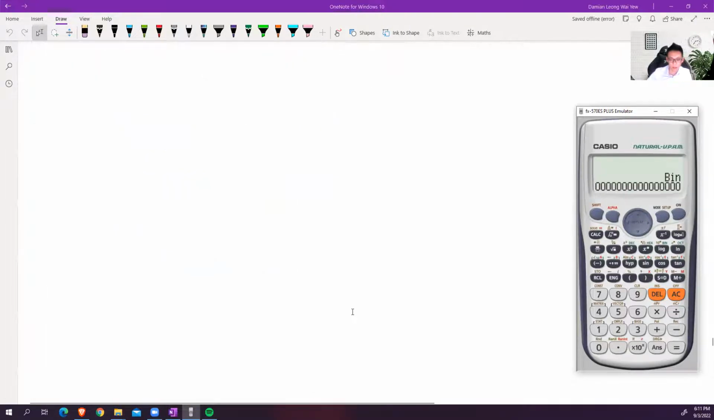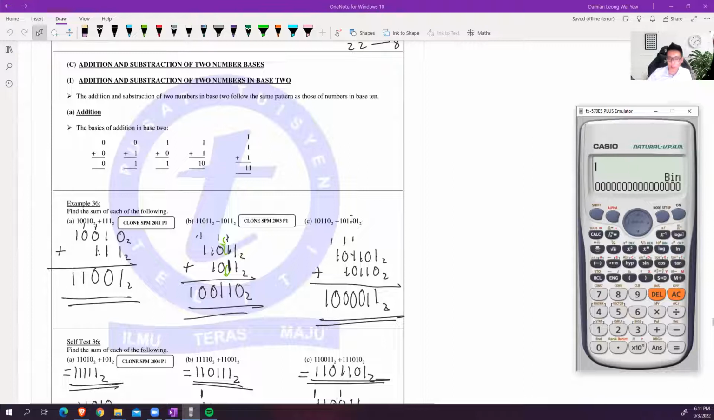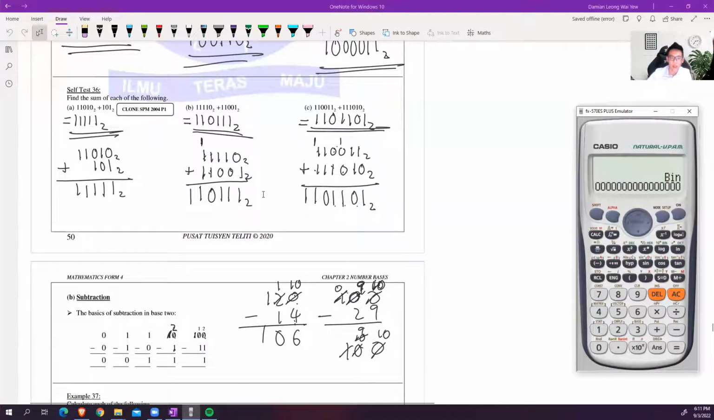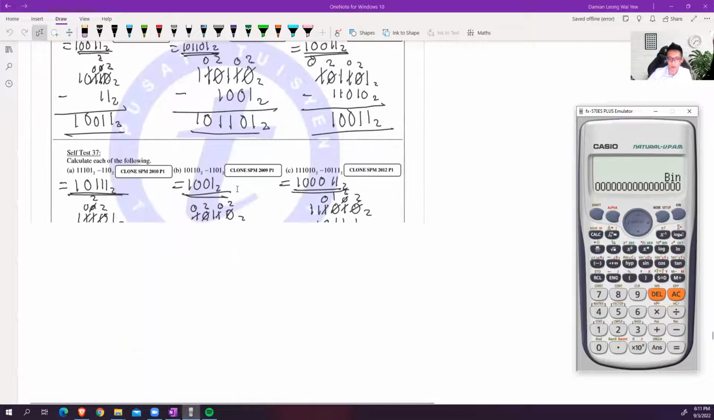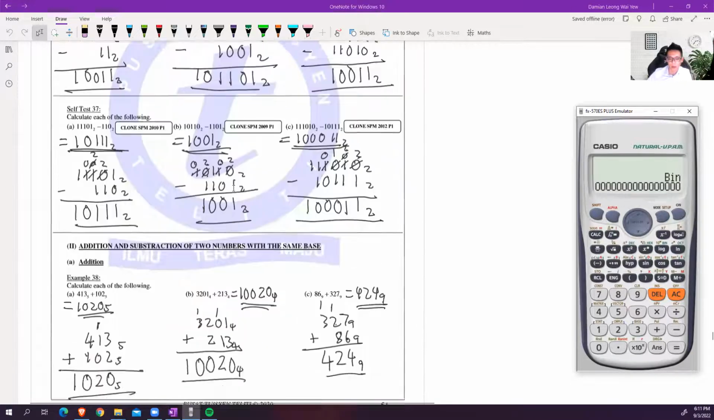Okay. If it's addition and subtraction in base 2 or base 8, it's okay to use calculator also. Because base 2 has a lot of digits, so sometimes using calculator would have less chances of careless mistake.